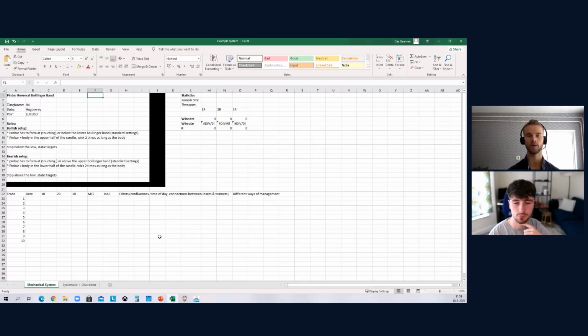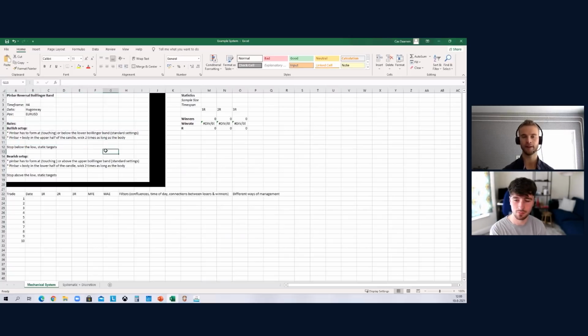I always start with writing down the rules. And in a previous session, we've talked about choosing concepts. So you start with the concepts and then you start by building rules around it. So let's dive into strategy number 1. I just named it. You can name your strategy whatever you want, of course. But this is a pin bar reversal Bollinger Band. It's going to be tested on the 4-hour time frame. The data is also very important. This one is Hugo's way. Again, choose whatever platform you want to use. Write down the pair you're going to test and then write down the rules.